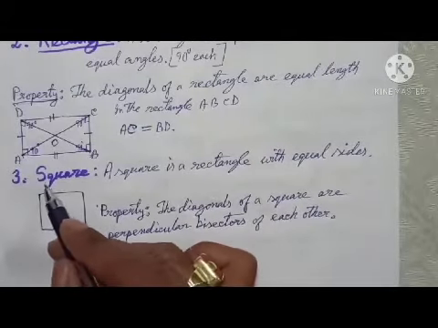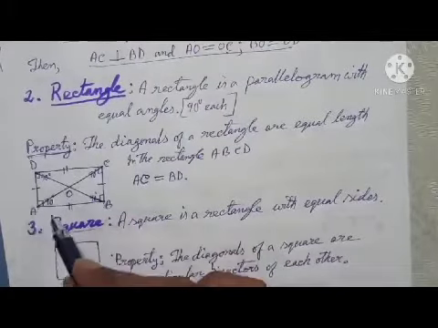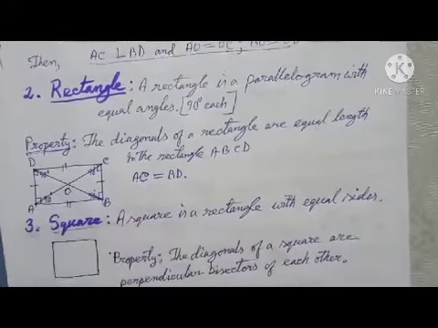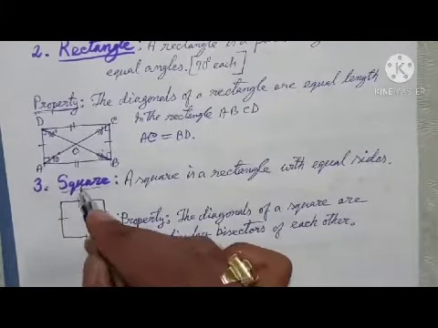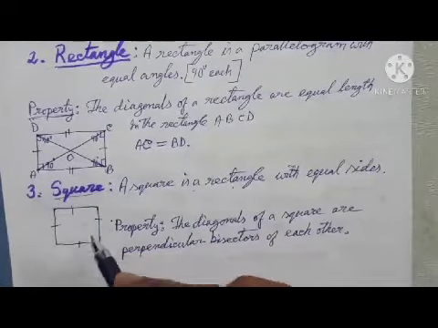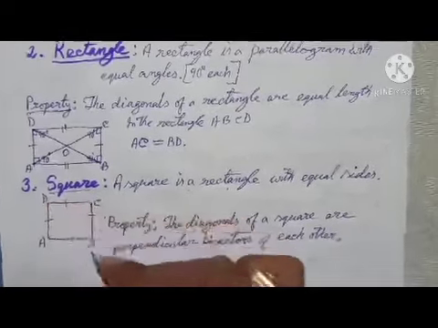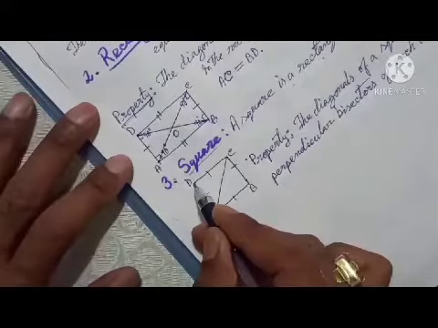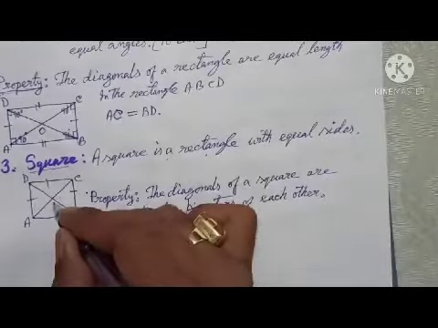Now number 3, square. A square is a rectangle with equal sides. Here this figure is a rectangle. In a rectangle, each angle must be 90, 90, 90, 90. In this rectangle, if all the four sides are equal in length, now this becomes a square. So in a rectangle, if all the four sides are equal in length, then it is called a square. Let's name this ABCD. Now let's draw the diagonals, diagonal AC and diagonal BD. And AC and BD intersect at O.